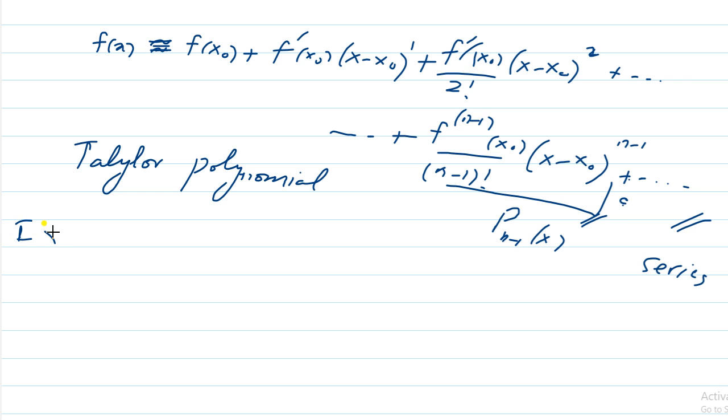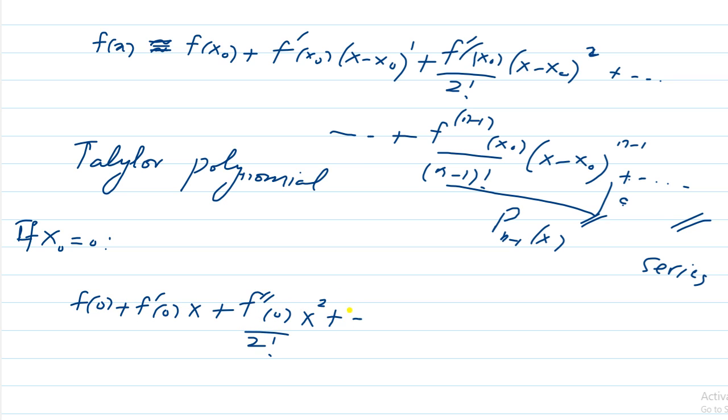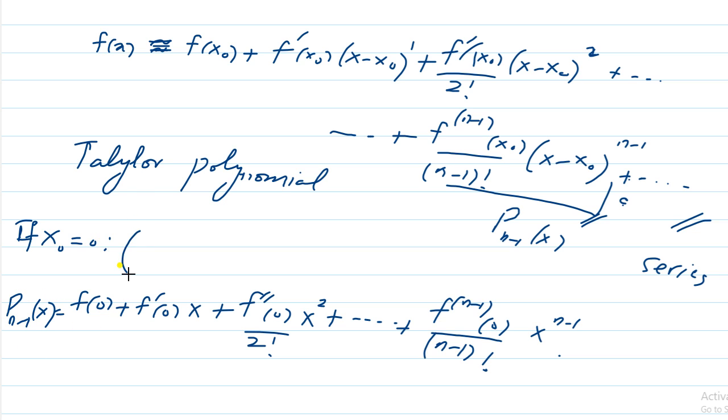And if x naught is equal to 0, then this becomes f of 0 plus f prime of 0 times x, because x minus 0 is x, plus f double prime of 0 divided by 2 factorial times x squared, plus so on up to f to the (n minus 1) of 0 divided by (n minus 1) factorial times x to the power n minus 1. This is the (n minus 1) degree Maclaurin polynomial. You can also call it Taylor, but when x naught is 0, we call it Maclaurin.